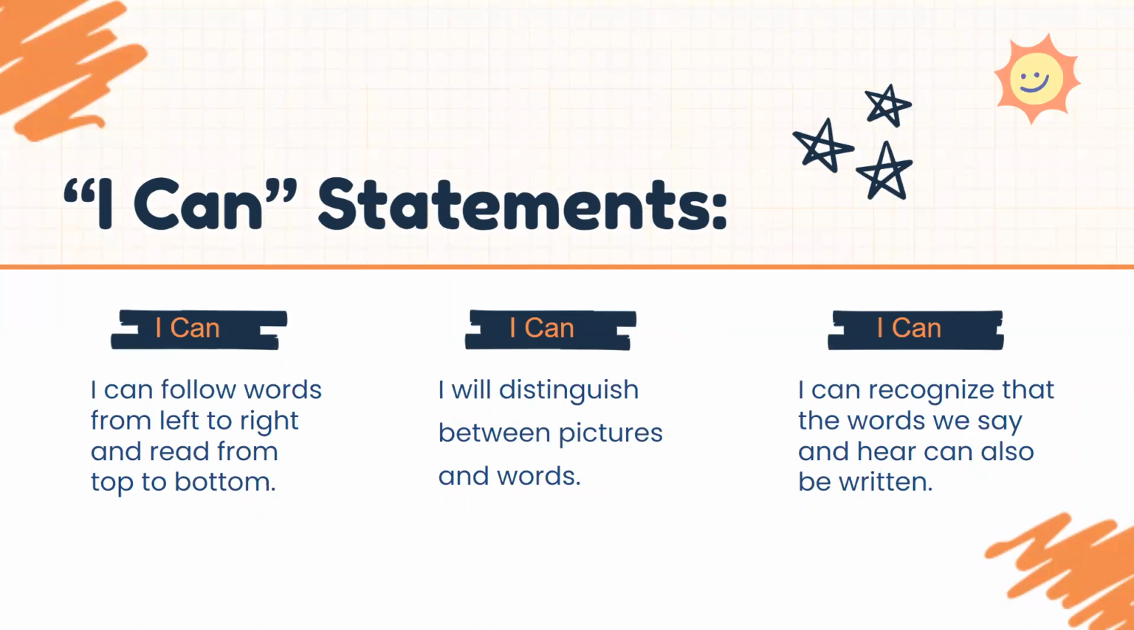The I can statements that I formed for my lesson plan were: I can follow words from left to right and read from top to bottom. I will distinguish between pictures and words. And I can recognize the words we say and hear can also be written.